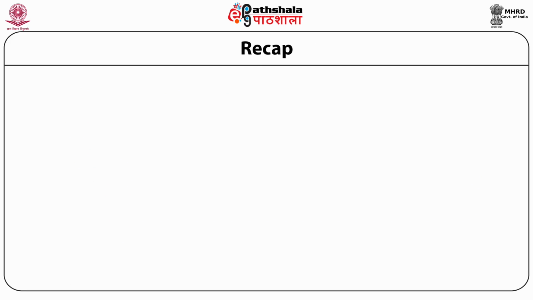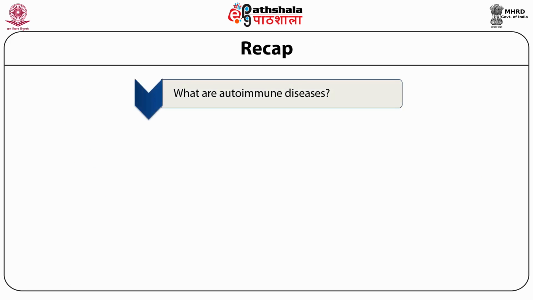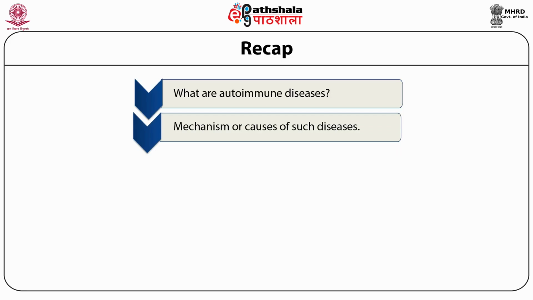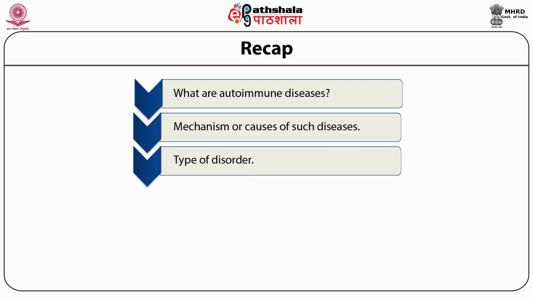So dear students, by now you must have understood what are autoimmune diseases. You can easily define autoimmunity now. You can understand the mechanism or causes of such diseases, the known and not so known reasons behind autoimmune disorders. The type of disorder, or rather the classification of autoimmune disorders. Just to remind you again, autoimmune disorders can be hemocytolytic or directed against the blood cells. They can be organ specific or localized, non-organ specific or systemic, or can be transitory in nature.